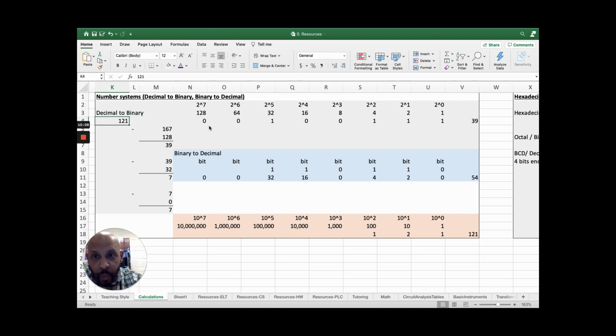Because the point is that you have to fill them completely before you move on to the next one to the right. So you're going to start to the left. Now I have 121. Since this is 64, I am going to get a 1 here. So I already used 64.